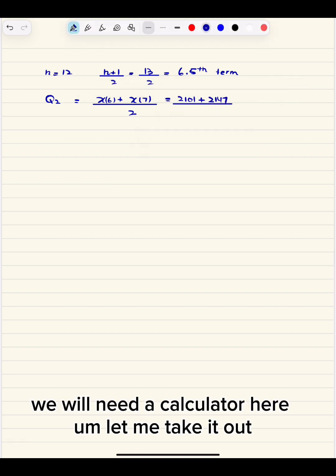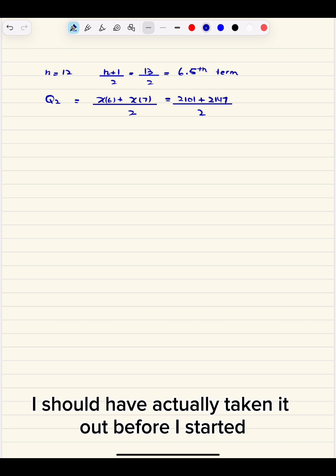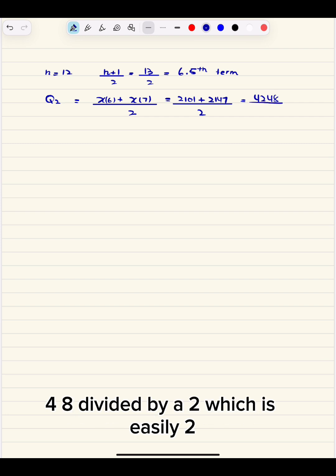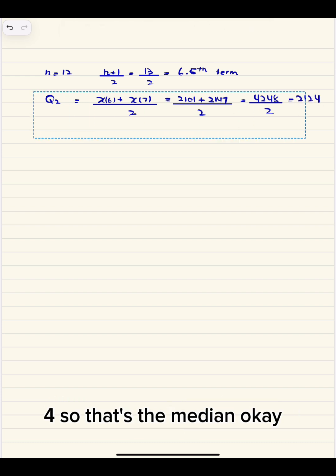We will need a calculator here. Let me take it out. I should have actually taken it out before I started this lesson. Anyhow, 2101 plus 2147 is 4248, divided by 2, which is easily 2124. So that's the median.